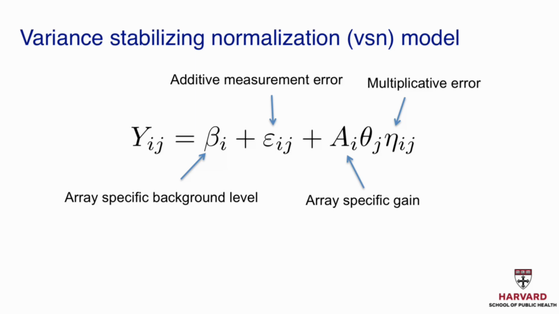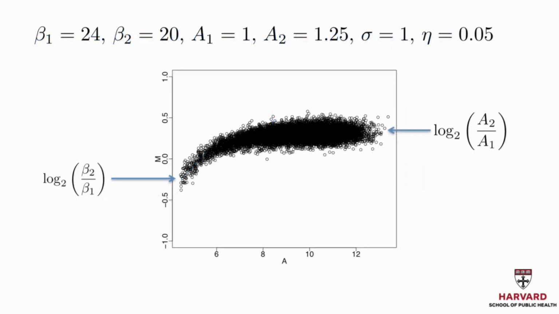So in the model, we have a background level, an additive measurement error, the true expression level for gene J, the gain that changes from array to array, and then some measurement error that's multiplicative. If we generate data from this model with a simulation, we get data like this, and you can see the nonlinear effects that we've been observing in many of these examples. We use beta 1 equal to 24, beta 2 equal to 20, so two arrays with two different background levels, and we also have two different A's, different gains. We see a shape like the ones that we've been seeing.